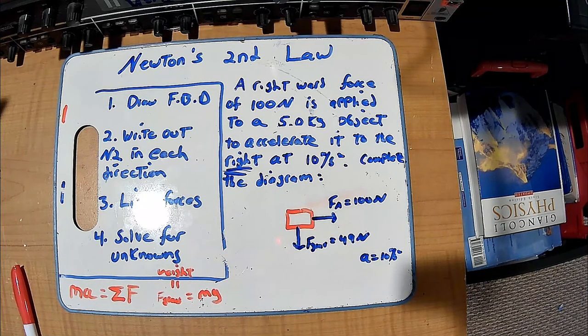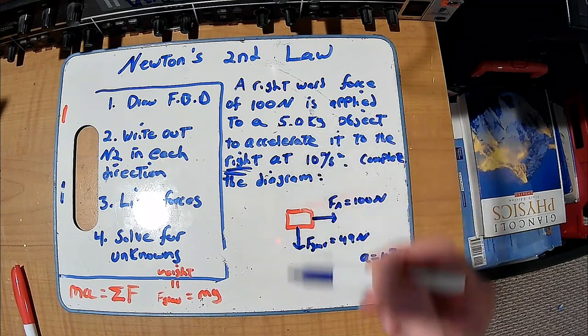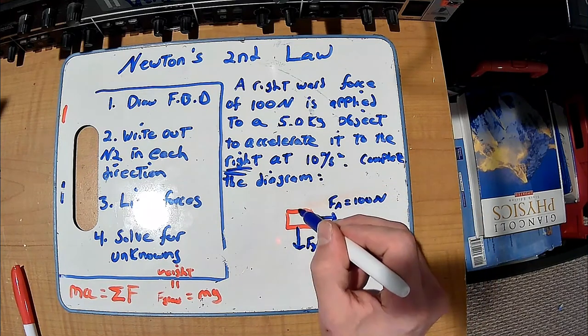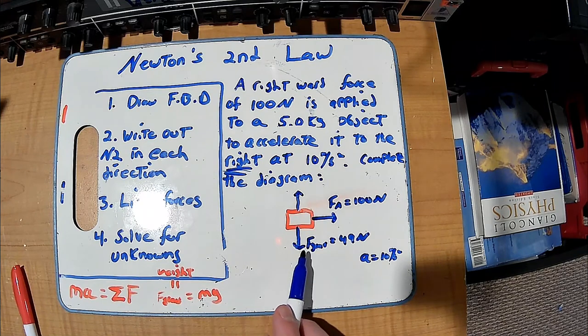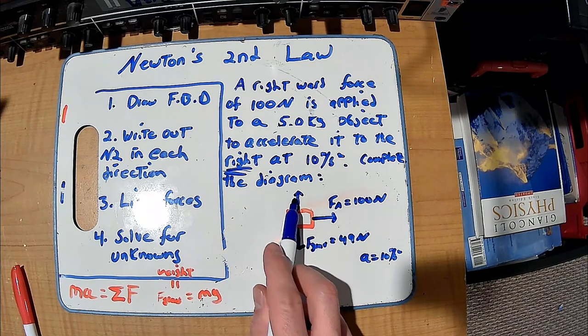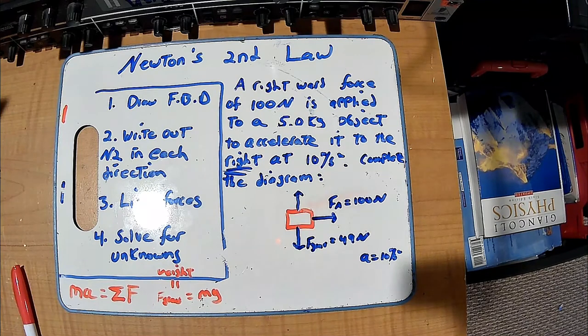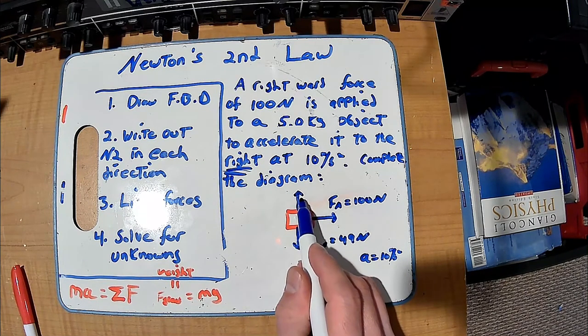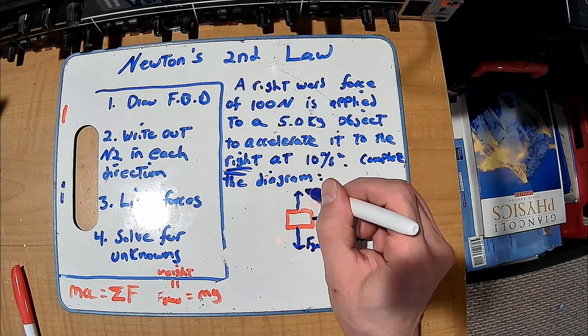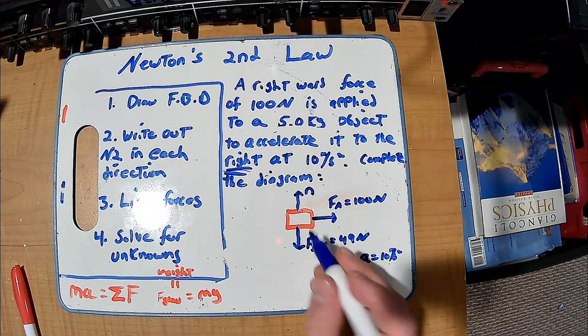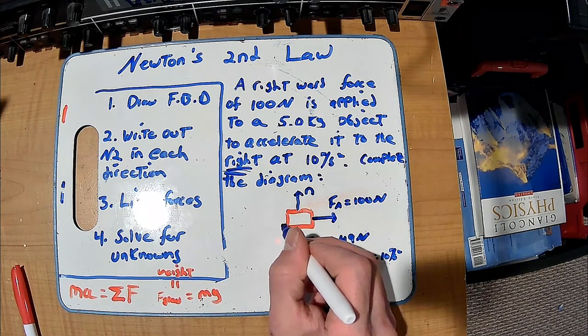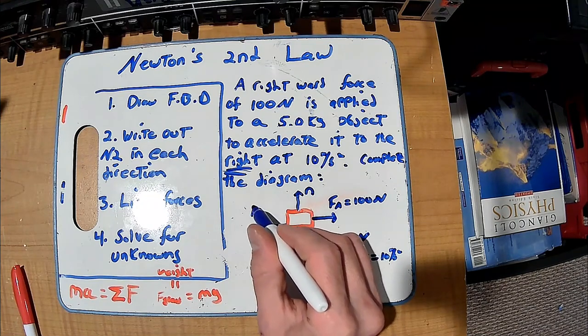If the object's accelerating to the right, it's not accelerating up or down at all, then there's got to be an upwards force here. Because if there wasn't, think about it. If gravity was pulling down on this object and there was nothing supporting it, it would be falling. And that's not what's happening here. So there's definitely an upwards normal force. So I'll put an N for normal force. Okay. And there is also friction in this situation. So let's draw that in. Like this.